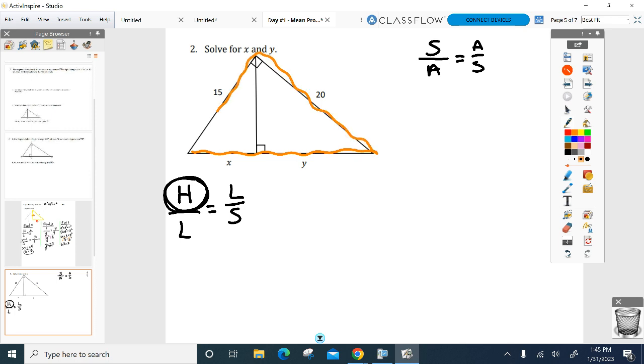How many sides of this right triangle do I know? 2. Find the third. Pythag. Yep. Is that what you're going to say, John? Great job. Great job.